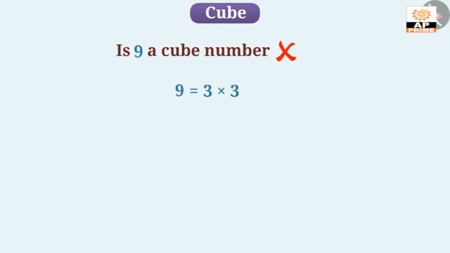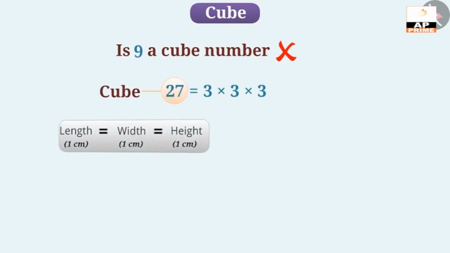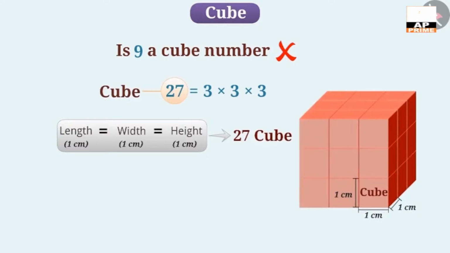Yes, if we multiply 3 one more time, then the number obtained is 27, which is a cube number. You can make a cube by using 27 cubes, which are 1 centimeter in height, 1 centimeter in length, and 1 centimeter in width, and establish that this number is a perfect cube.